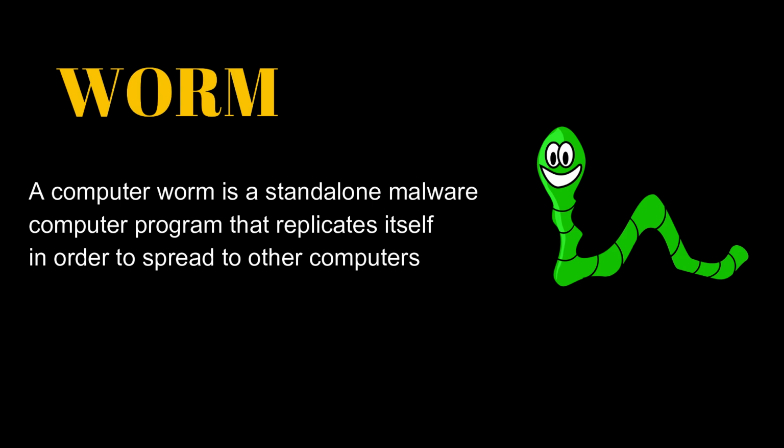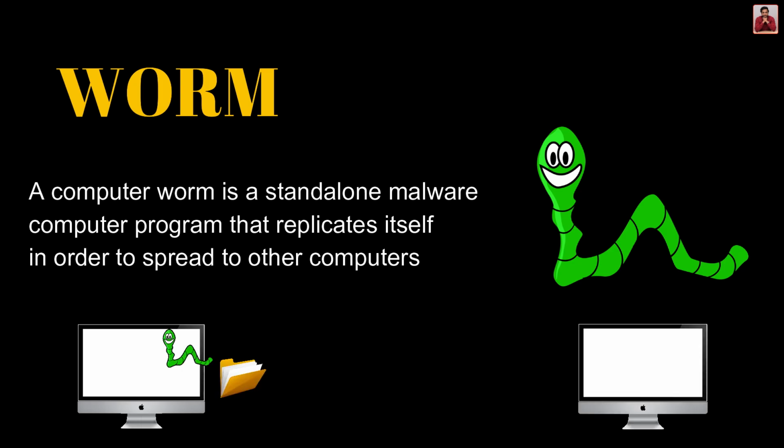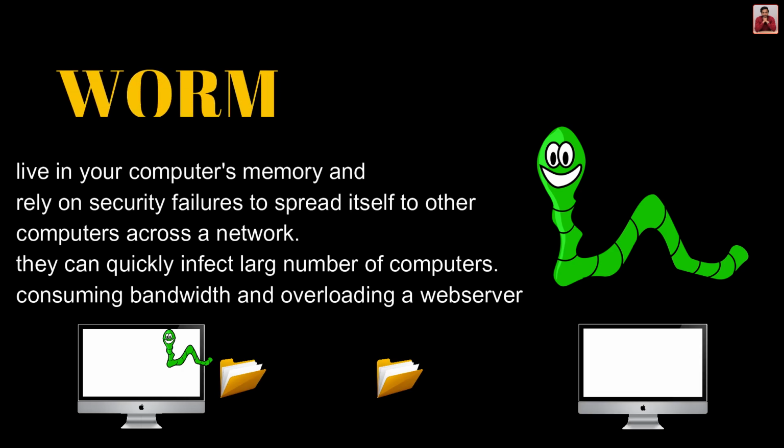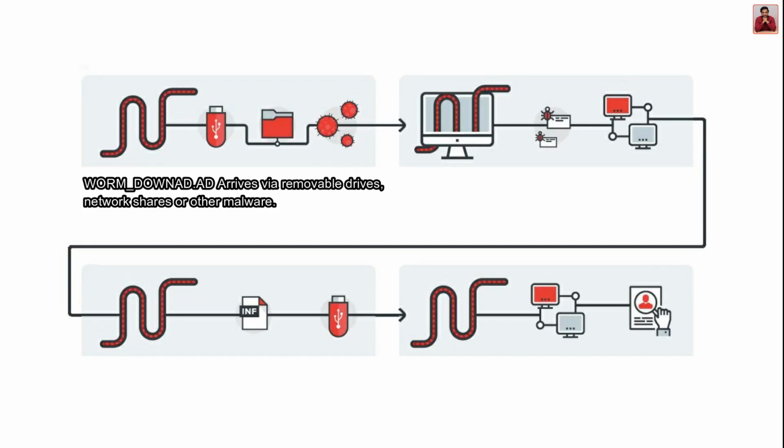A computer worm is a standalone malware computer program that replicates itself in order to spread to other computers. Worms live in your computer's memory and rely on security failures to spread itself to other computers across a network. They can quickly infect a large number of computers, consuming bandwidth and overloading a web server. Worms arrive via removable drives, network shares or other malware.